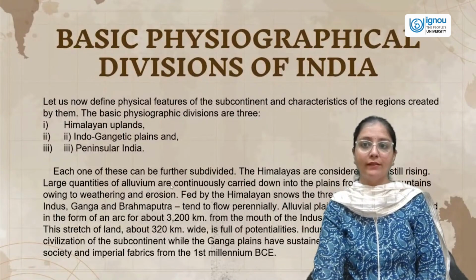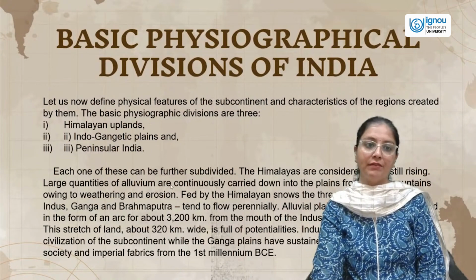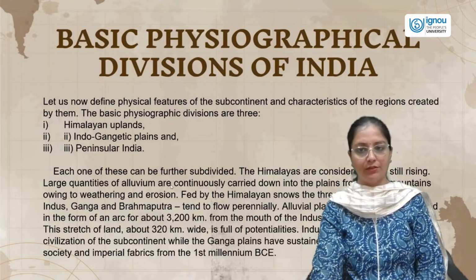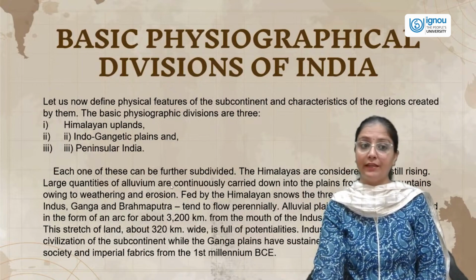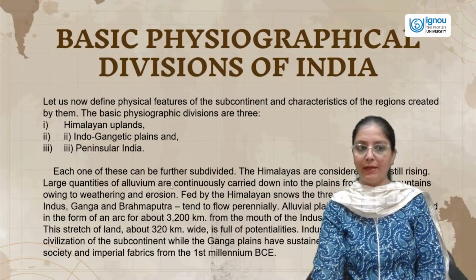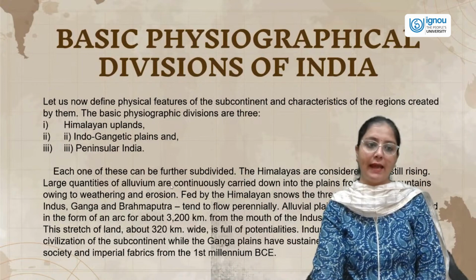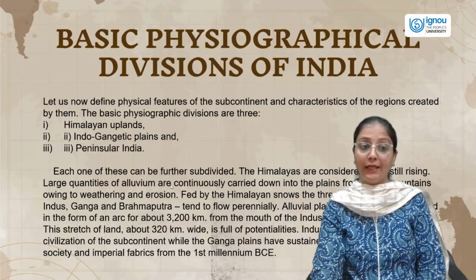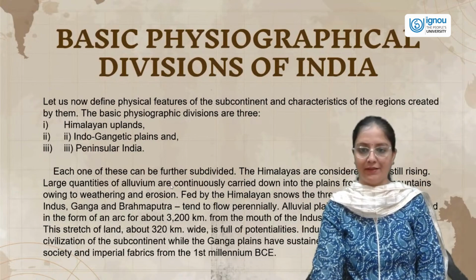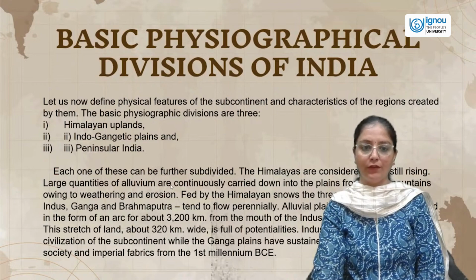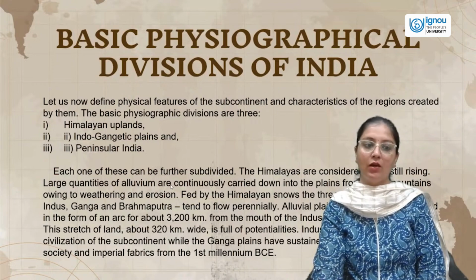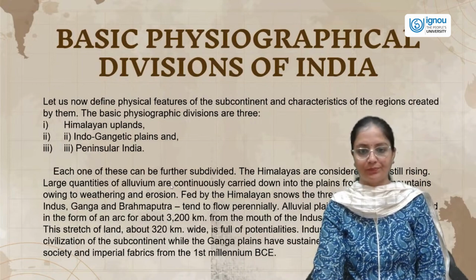Next, we will study the basic physiographical divisions of India. Let us now define the physical features of the subcontinent and the characteristics of regions created by them. The basic physiographic divisions are three: 1. Himalayan uplands, 2. Indo-Gangetic plains, and 3. Peninsular India. Each one of these can be further subdivided. The Himalayas are considered to be still rising. Large quantities of alluvium are continuously carried down into the plains from these mountains owing to weathering and erosion.